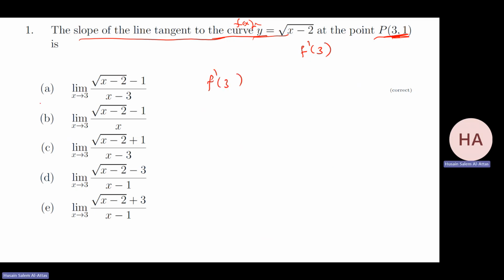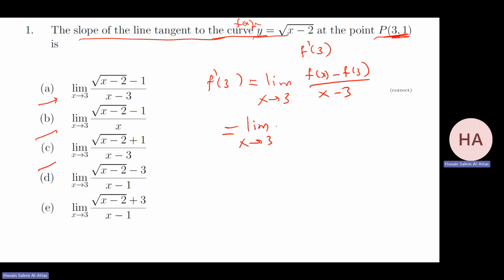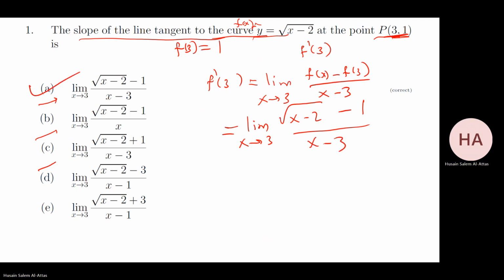Very clear from here, I need the definition, which is the second definition. Limit x goes to 3, f of x minus f of 3 over x minus 3. And that will be limit x goes to 3, f of x, let's call it x minus 2. What is f at 3? 1 minus 1 over x minus 3. So this is the answer.